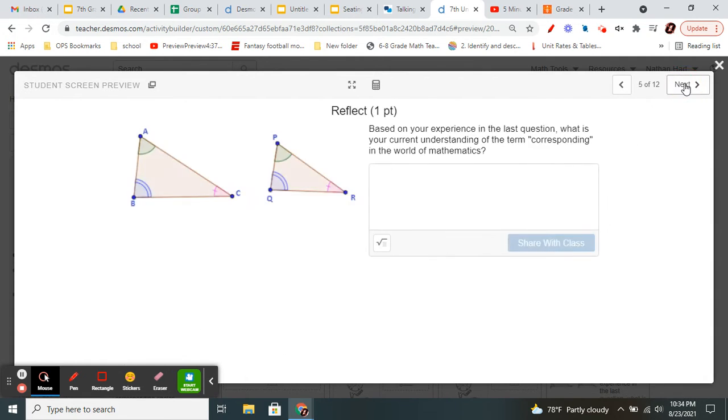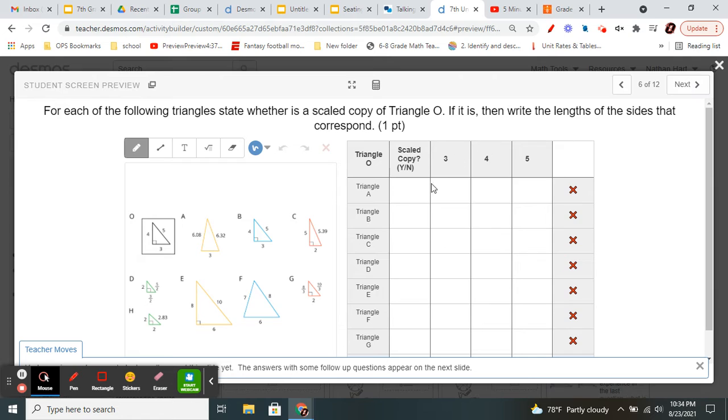Okay. Based on what you just did, tell me what corresponding means to you. Okay. Now, here you only have to pick 2. Okay. Since you're doing this by yourself, I want you to pick A. So I want you to pick A, and then I want you to pick E.